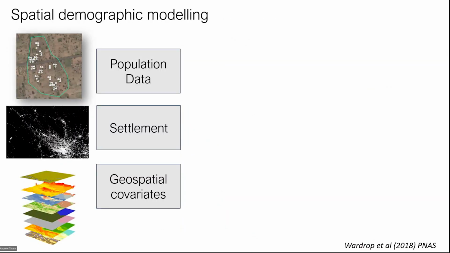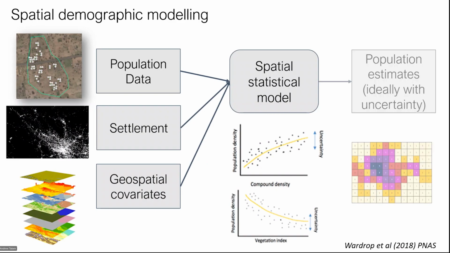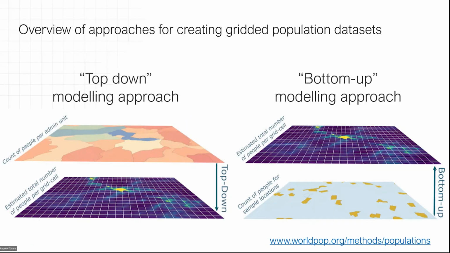And this then feeds into spatial demographic models where we are using some form of population data that we trust to benchmark or as training data for a model, some form of settlement data to tell us where there is human habitation and where there is not. And then geospatial data sets tell us something about how those population densities vary spatially and temporally within those settlement areas. These feed into spatial statistical models to produce estimates at grid square scales and ideally with measures of uncertainty around them. And there are two broad approaches depending on the type of data that are available.